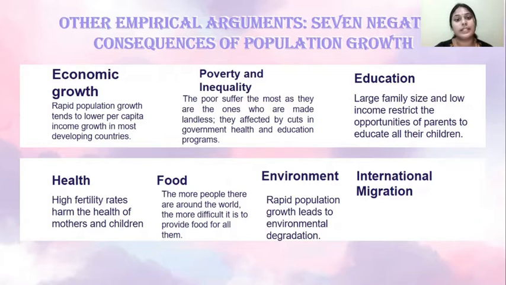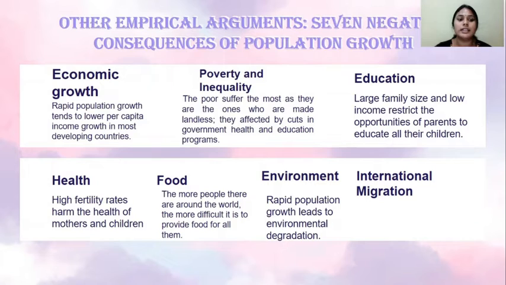The second is poverty and inequality. The poor suffer the most as they are the ones who are made landless. They are affected by cuts in government health and education programs. The third is education, which is related to large family size and low income restricting the opportunity of parents to educate all of their children.